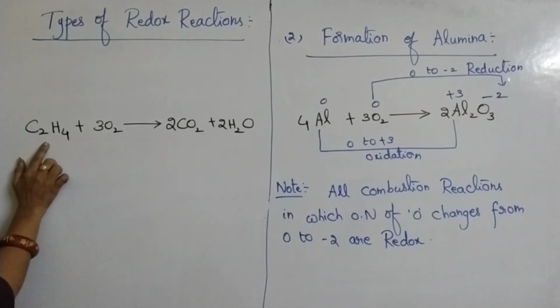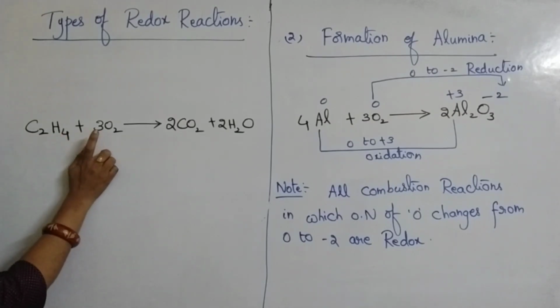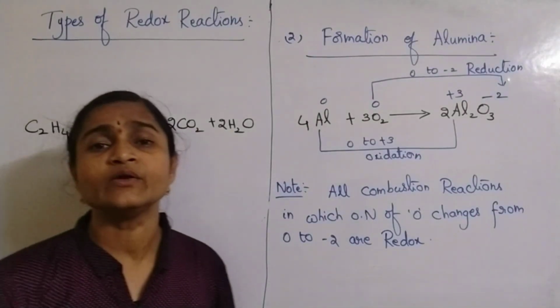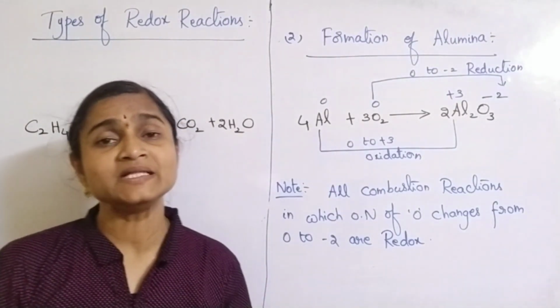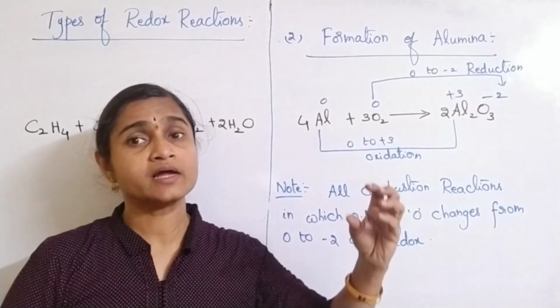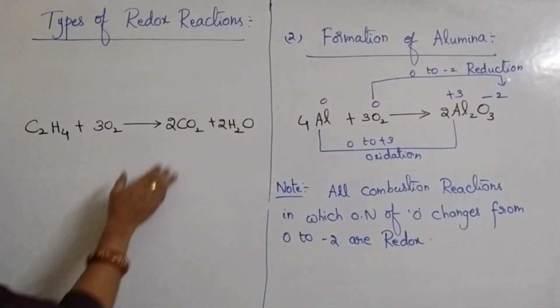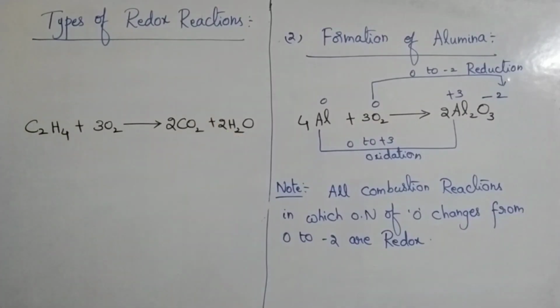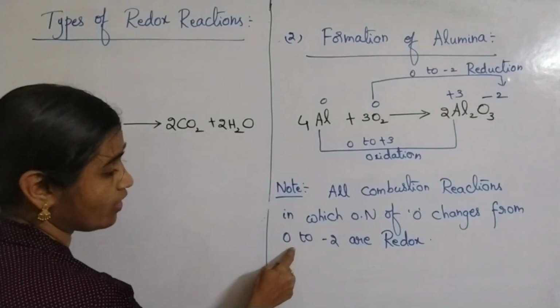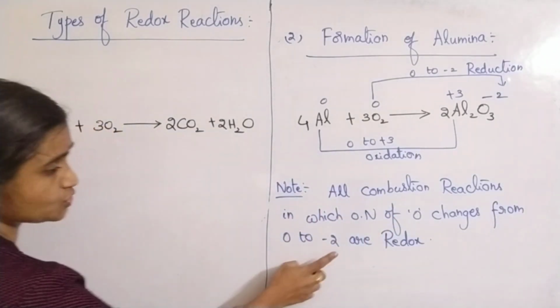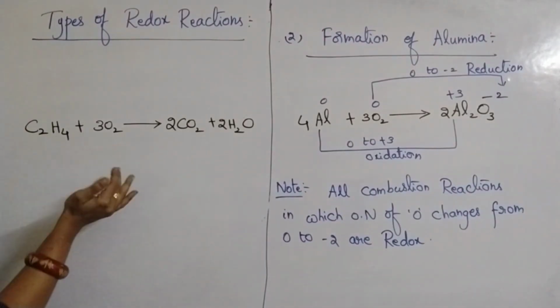C2H4 is ethene. Ethene on combustion, meaning reaction with oxygen, forms carbon dioxide and water. Any hydrocarbon, when it is combusted, compulsorily carbon dioxide and water are the standard products which you are going to get. So this is an example for a combustion reaction. Now let us check whether this note point is valid or not. If the oxidation number of oxygen changes from 0 to -2, then that combustion reaction is said to be redox.